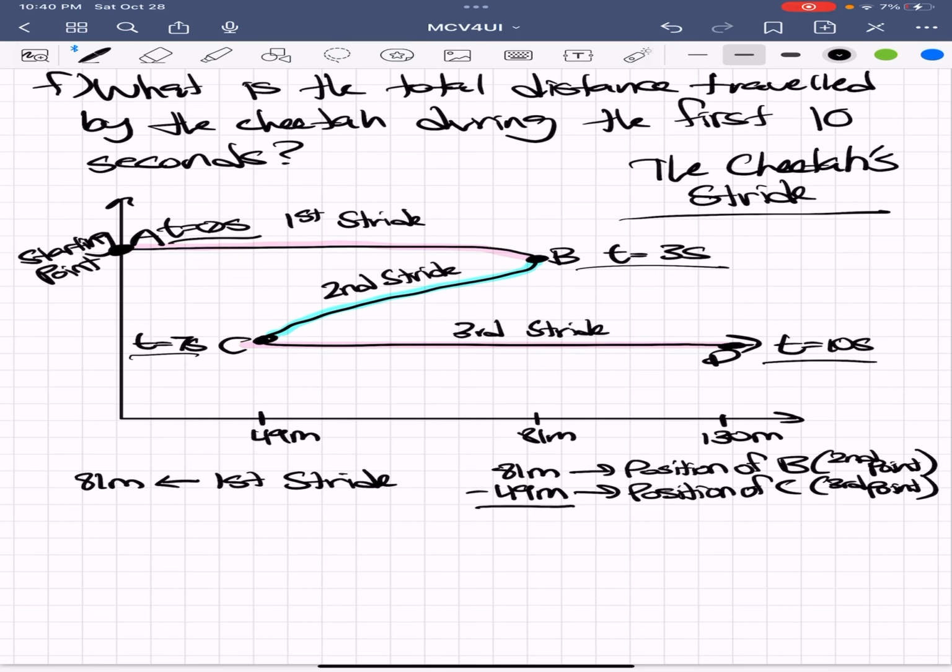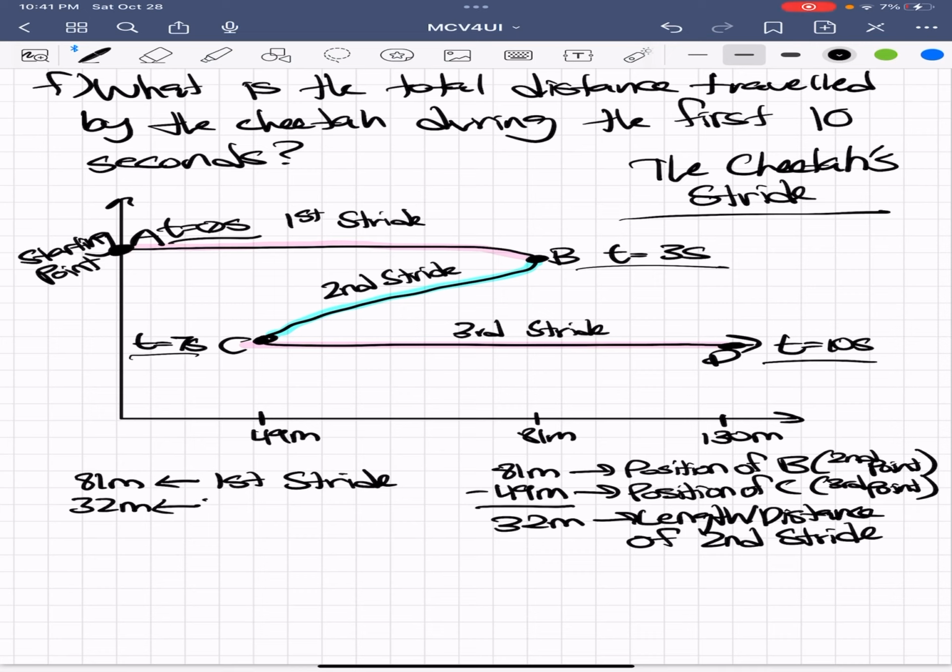So 81 minus 49 is 32 meters, and that's the length or distance of the second stride. And now we're off to calculating the third stride.